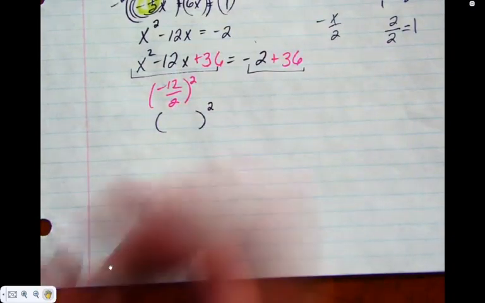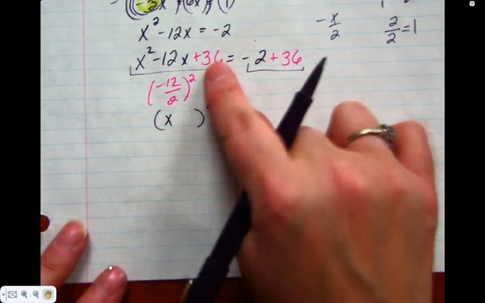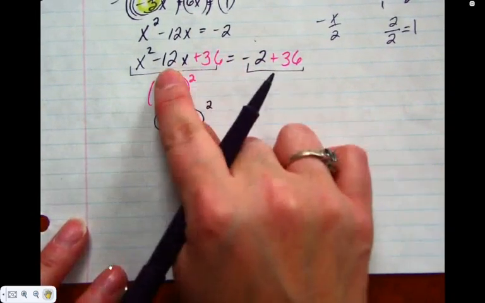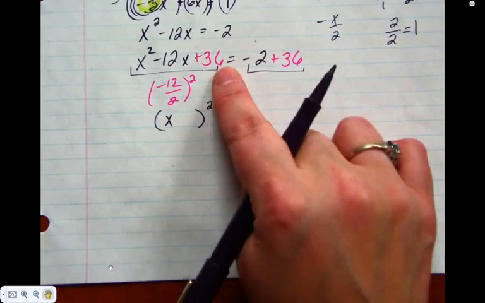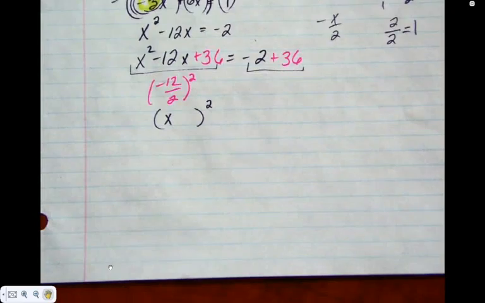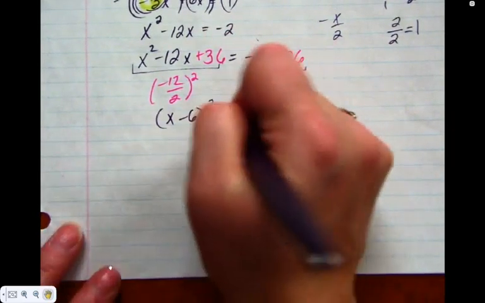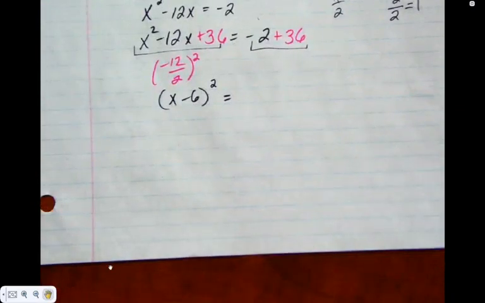If you don't want to have to think about the factoring, it's always middle divided by 2 gives you the number. If you want to think, you're looking for product of 36, sum of negative 12. What's the only two numbers that multiply to give us 36 and add or subtract to give us negative 12? And on the other side, I just need to combine the negative 2 plus 36.